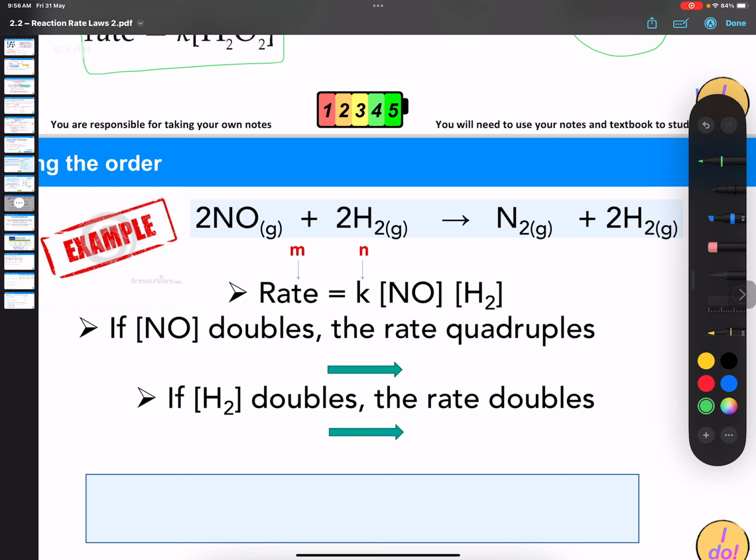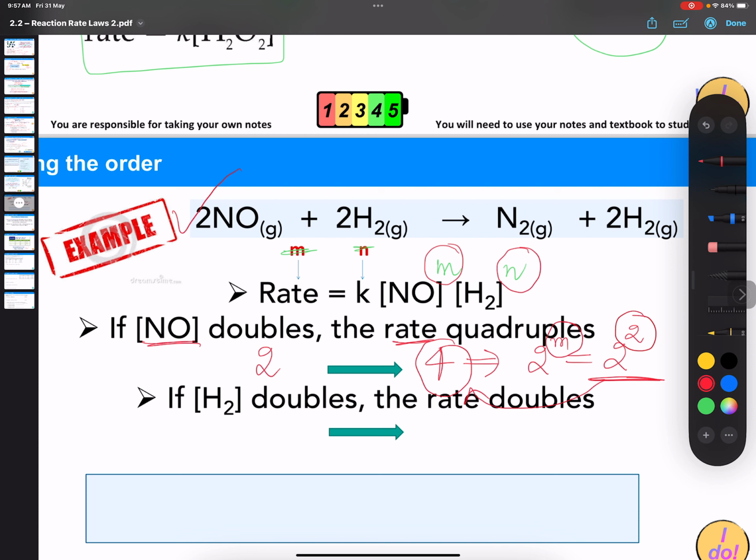Now let's see the question. This is misplaced, it should be m and n here. Now they have given you the equation. We will be finding m and n, which are orders. They say if NO doubles, so I have doubled it, the rate quadruples. So from here we can conclude 2 raised to the power m, because we are looking for 4 here, so 2 raised to the power 2 will give me this number. So m is equal to 2.